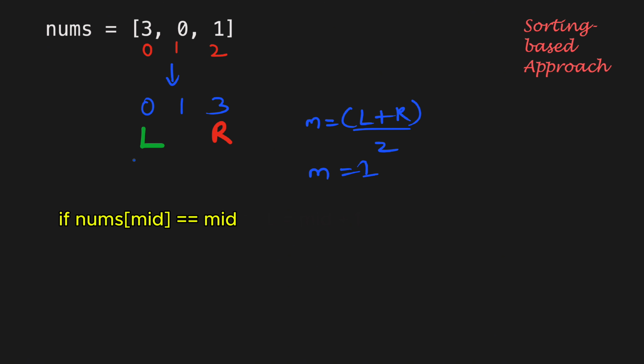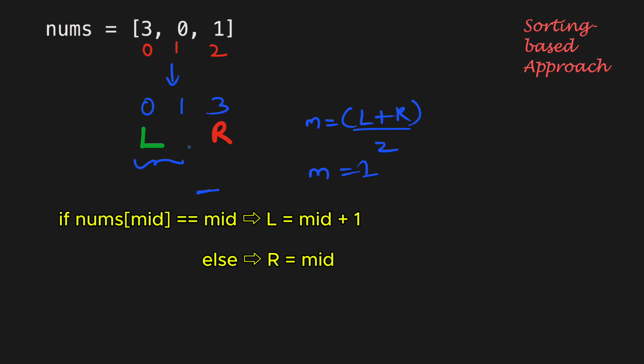If that is the case, then there was no element missing till this point, and hence the missing element should be on the right side of the array. But if they are not equal, then the missing element must be in the left half, including the middle index, because if a number is missing, the alignment between the index and the value at the index at some point breaks, and we don't know where exactly in the left half the misalignment occurs. It can be before the middle index or it can be also at the middle index.